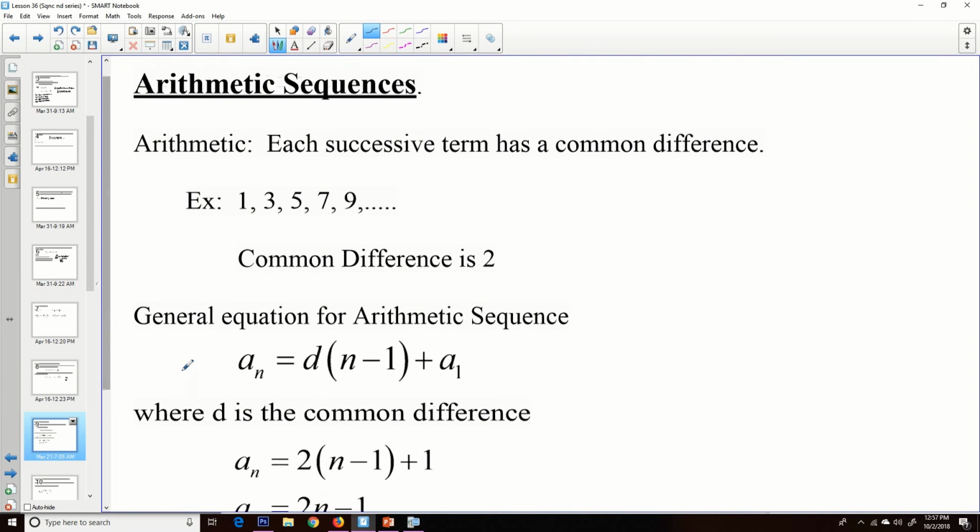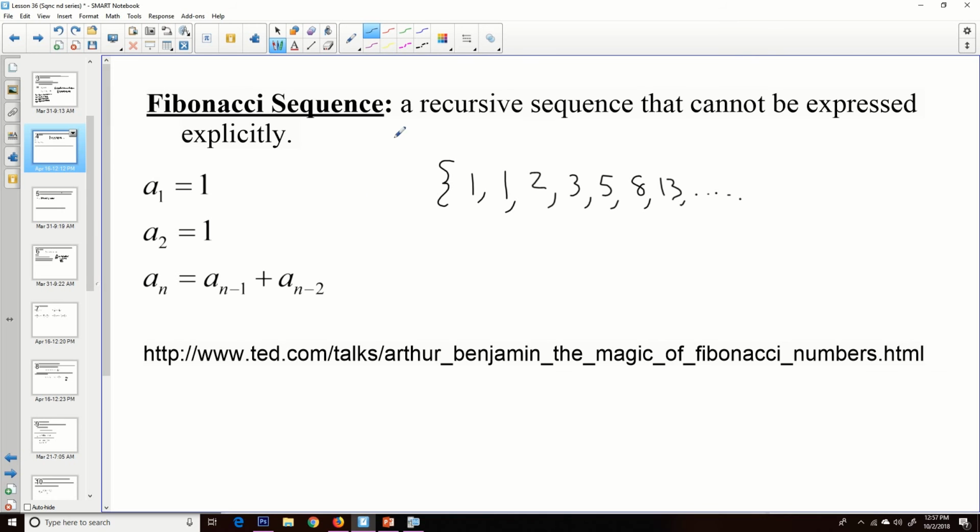An arithmetic sequence is a specific type of sequence where each term has a common difference. Now, if we go back to the Fibonacci sequence here, this is a sequence and it's defined recursively. But what is the difference between 13 and 8? Well, the difference is 5. The difference between 8 and 5 is 3. The difference between 5 and 3 is 2. The difference between 3 and 2 is 1. So the difference between each term in the sequence changes.